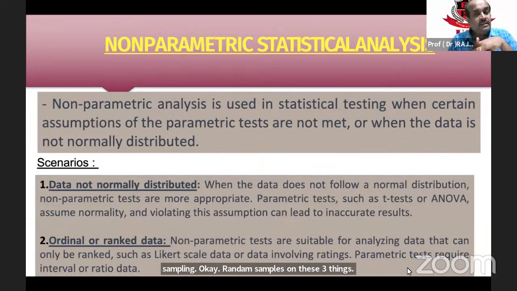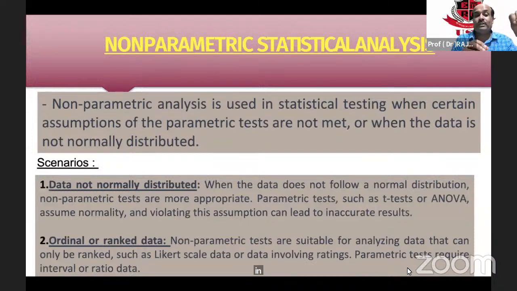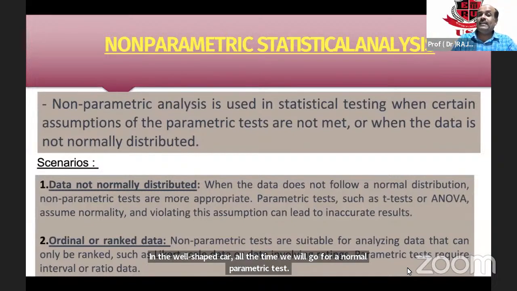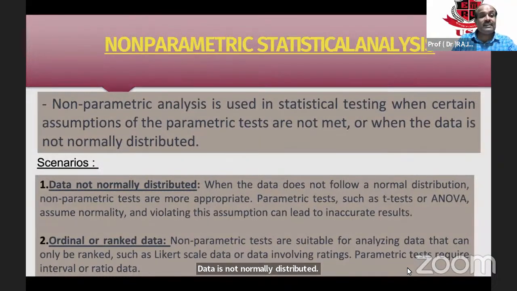Then there is non-parametric statistical analysis. When the assumptions for a parametric test are not met, at that time we go for a non-parametric test. Non-parametric analysis is used in statistical testing when certain assumptions of the parametric test are not met, or when data is not normally distributed in the bell-shaped curve. Usually the data is ordinal or ranked data.